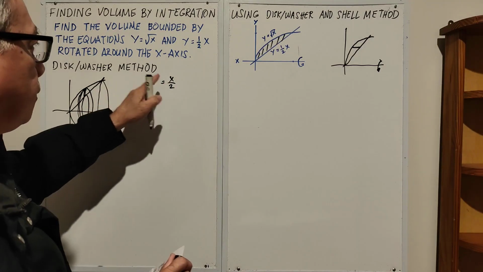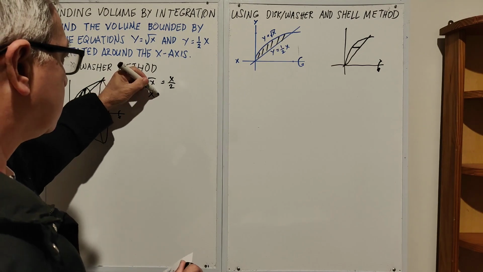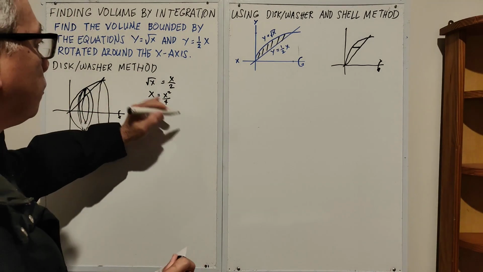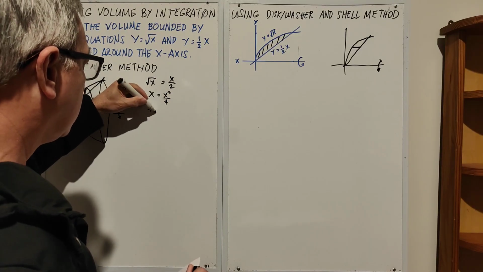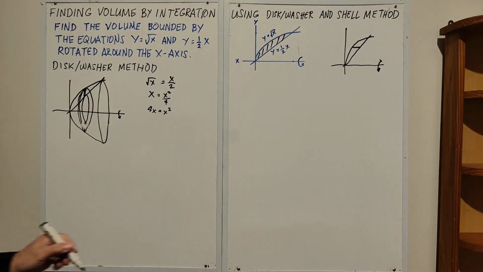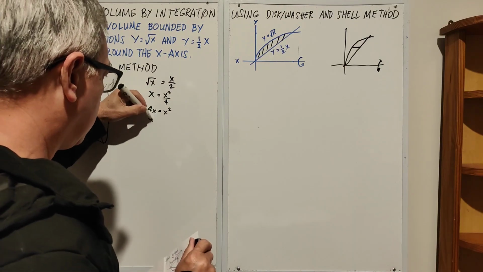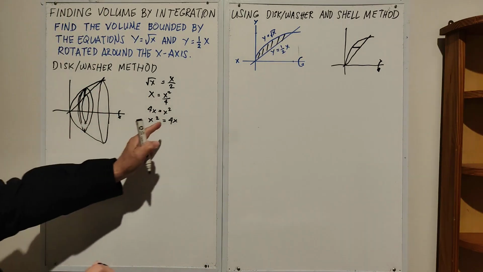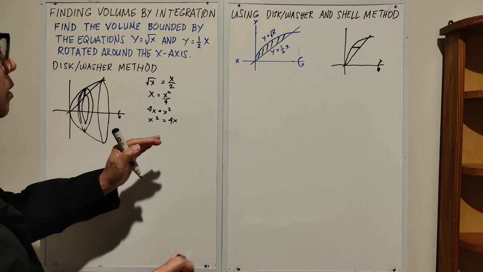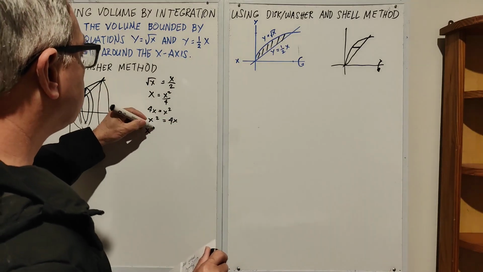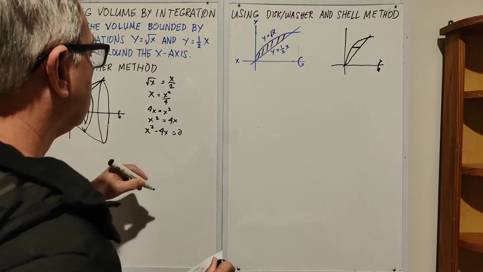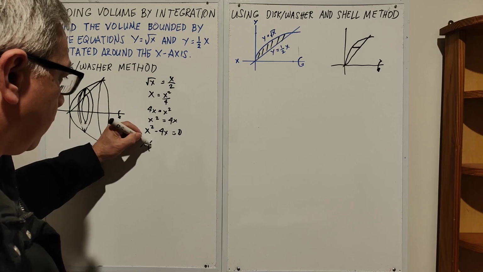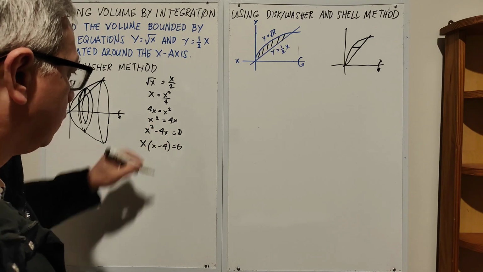Squaring both sides, to remove the square root, we have x is equal to x squared over 4. Now, multiplying 4 on both sides, we get 4x is equal to x squared. We can swap it around. We have x squared is equal to 4x. If we want to equate the right side to 0, subtracting 4x on both sides, we have x squared minus 4x is equal to 0. And then we can factor out x. We have x times (x minus 4) is equal to 0.